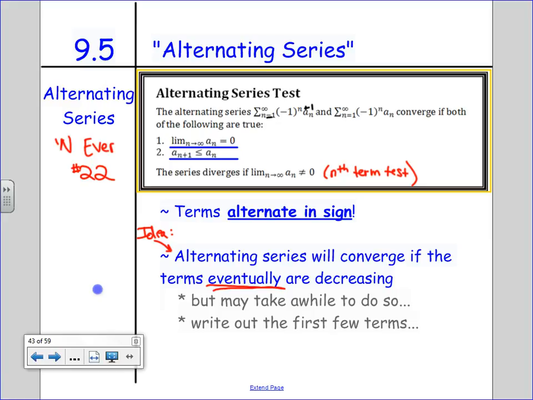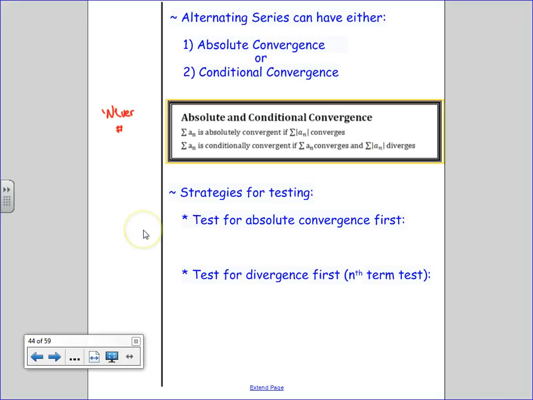Okay, let's get to some examples. So we have our alternating series test, all right? The limit of the nth term has to be 0 as n goes to infinity, and we have to be able to show the n plus 1th term is less than or equal to the nth term. Oh, sorry, I forgot. With alternating series, there comes one other really important idea. Absolute versus conditional convergence. Wait, what?